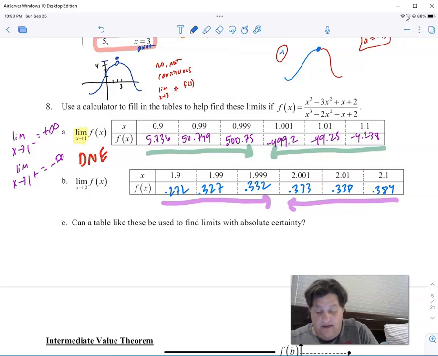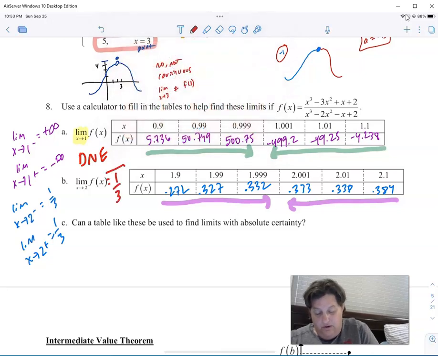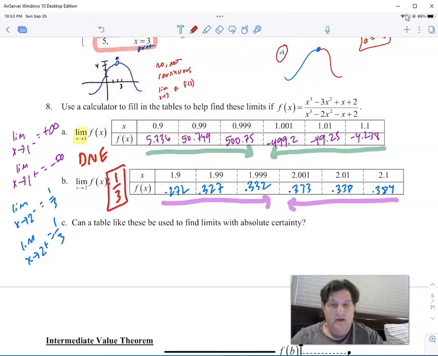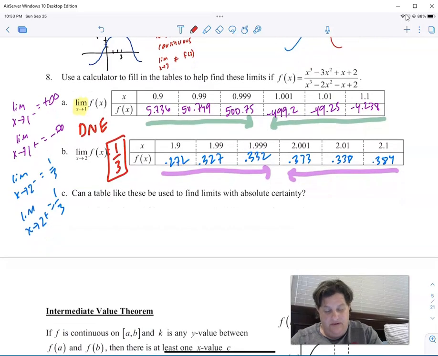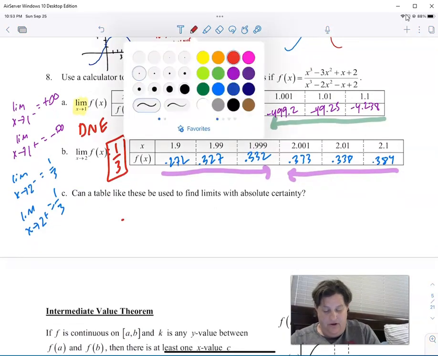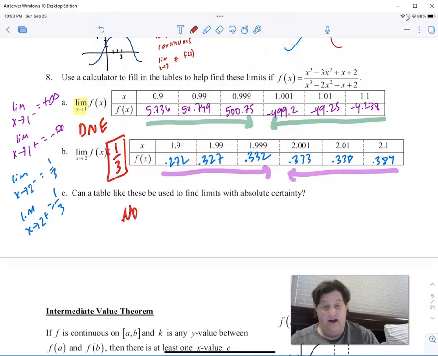So the left-hand limit, the limit as I am approaching 2 from the left, is the same as the limit as I'm approaching 2 from the right, which is a third. Okay? This says, can a table like these be used to find a limit with absolute certainty? I mean, no, nothing in life is ever absolutely certain, but you can get pretty close.